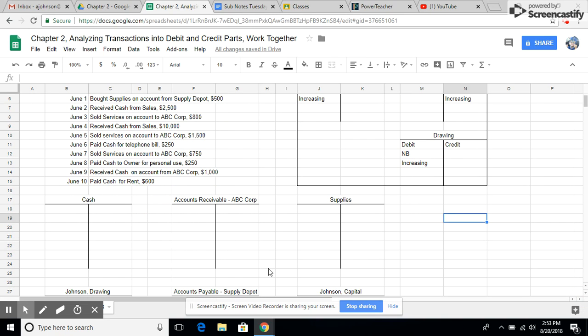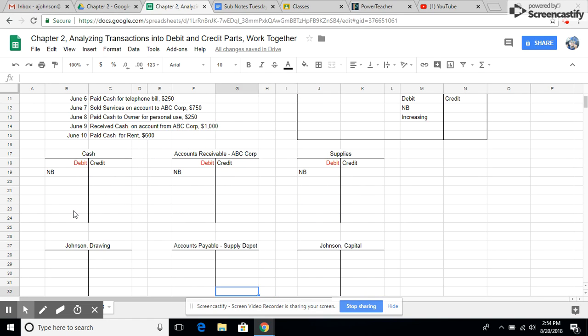Okay, so we have our T accounts down here. We have our transactions up here. The first thing with our T accounts, let's label everything to make sure it's easy. So cash, we've got debit over here. Credit, cash has a normal balance on the debit side. Accounts receivable, we have a debit, credit, and accounts receivable is an asset, so it has a normal balance on the debit side. Supplies, debit, credit, and supplies has a normal balance on the debit side.